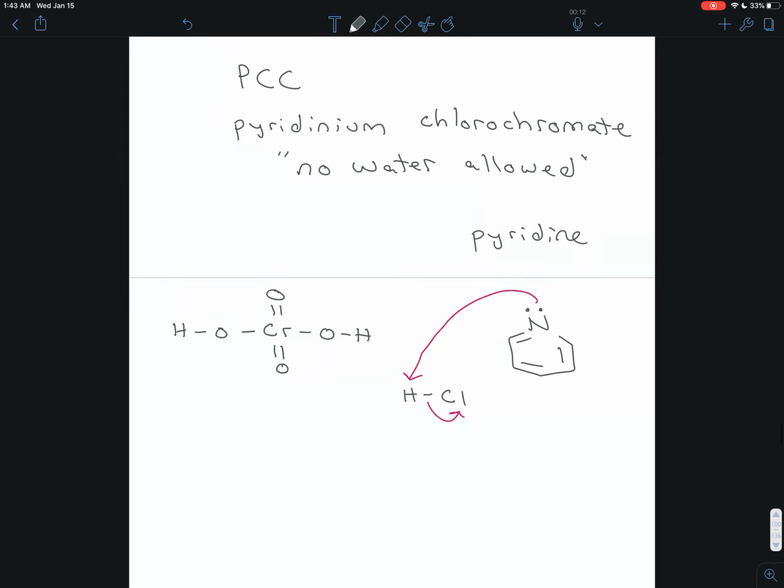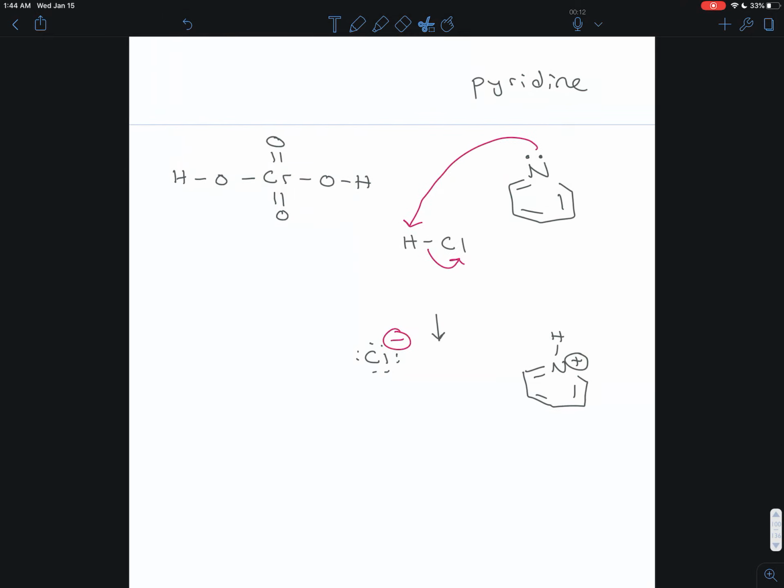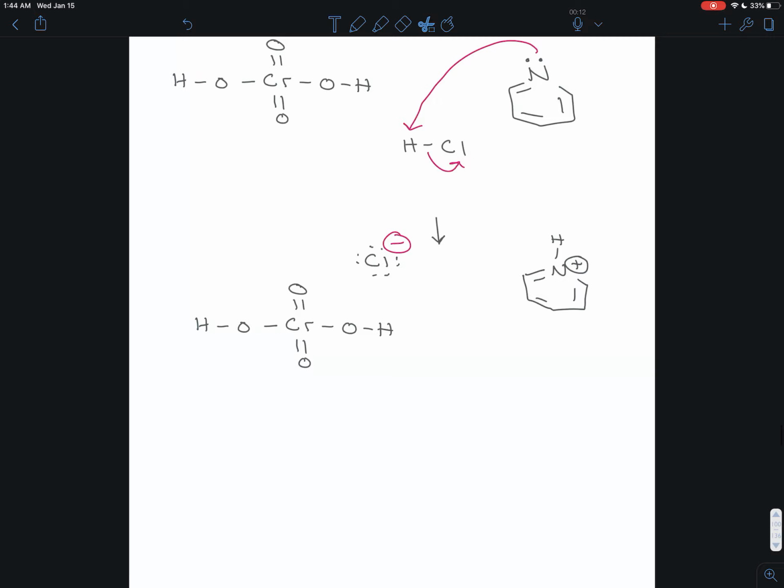So now you have not pyridine, but pyridinium. Pyridinium is pyridine, but where the nitrogen has an extra hydrogen and a full positive charge. What we also have here is a chloride ion lurking around in the solution, chlorine with a full negative charge on it. And that can attack chromic acid. So over here we have pyridinium, and that takes the hydrochloric acid and turns it into a chlorine nucleophile.